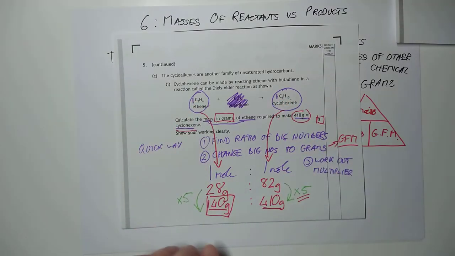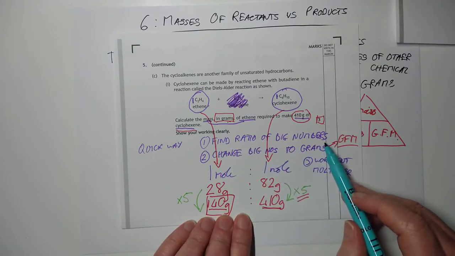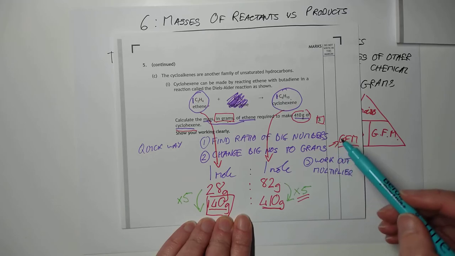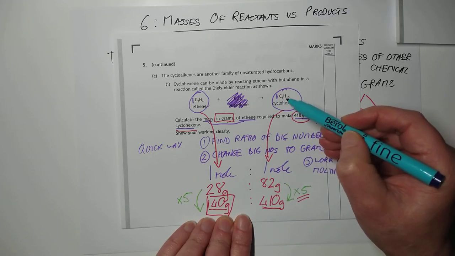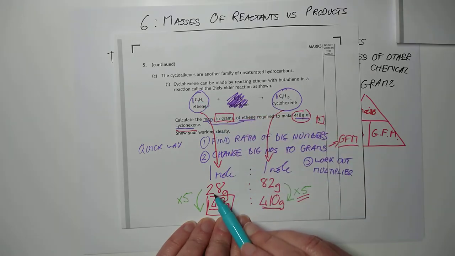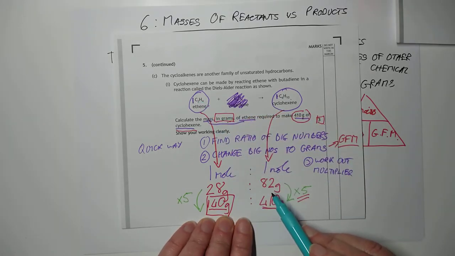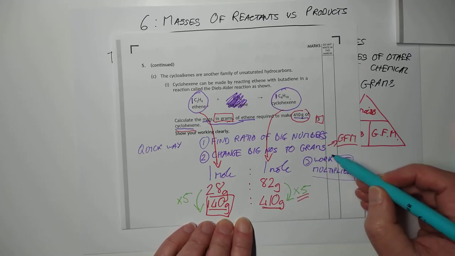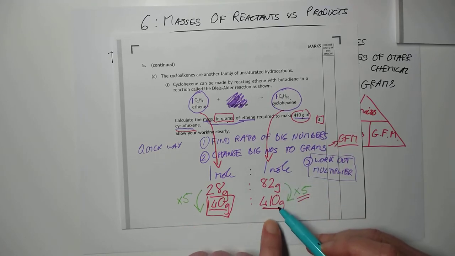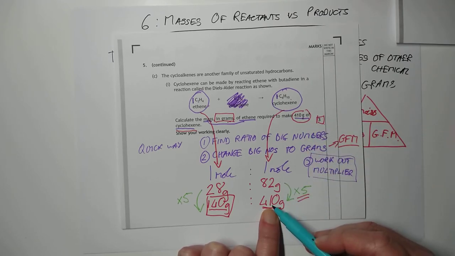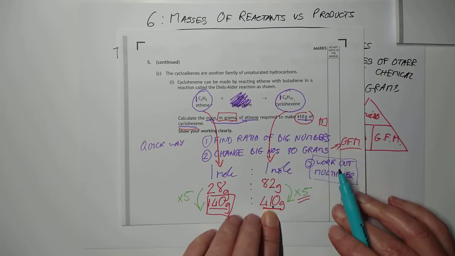Look at the ratio, guys, and we have to find the ratio of the big numbers. Then change the big numbers into grams. Effectively work out the GFM of this and multiply by whatever the big number is. Same with this. That's where we got 28 and 82 from. And if you want to do it the quick way, then we're looking for the multiplier. What did we do? Oh, we put in the number from the question, my apologies. So we feed in this number here. This is where 410 came from. Please make sure you get it on the right side, of course.